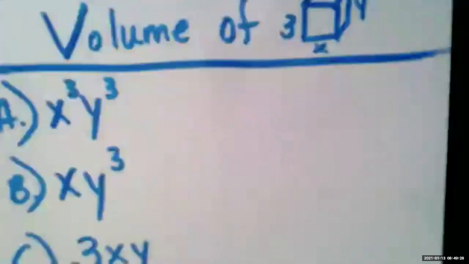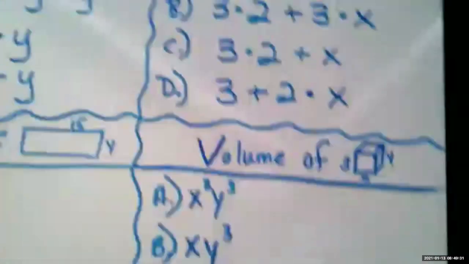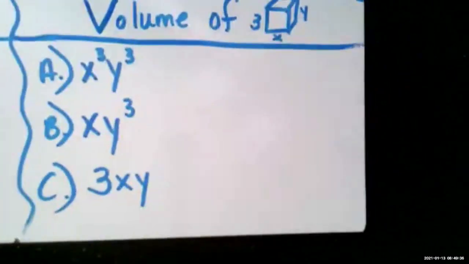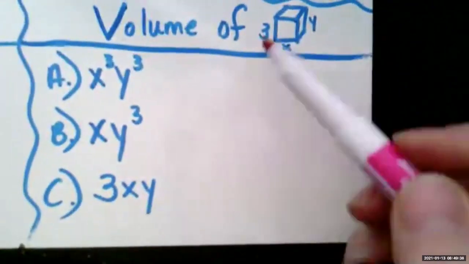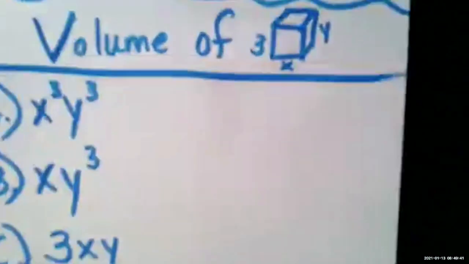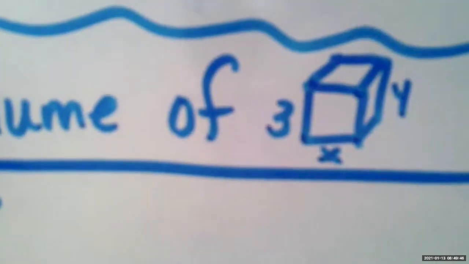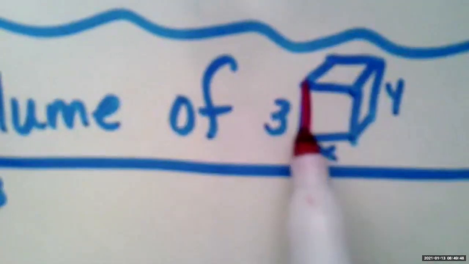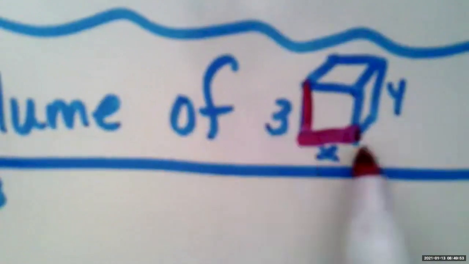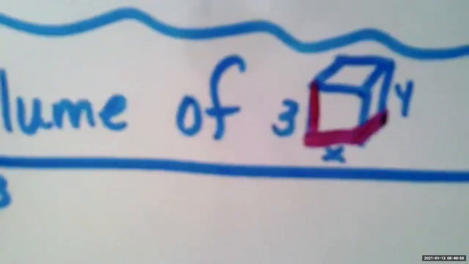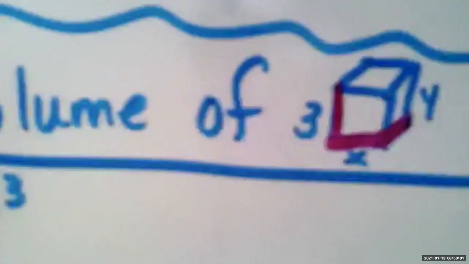I'm going to jump over here to a different problem about volume. I wrote down my examples and then I thought of more after the fact. So let's see if I can do this one. All right, here's the volume of a cube. Okay, this cube, if you can see it here, look carefully, it's 3, x, and y. These are the 3 sides. 3 is the height, x is the length, and y would actually be the width, okay? So you have 3 different measurements here, 3, x, and y.